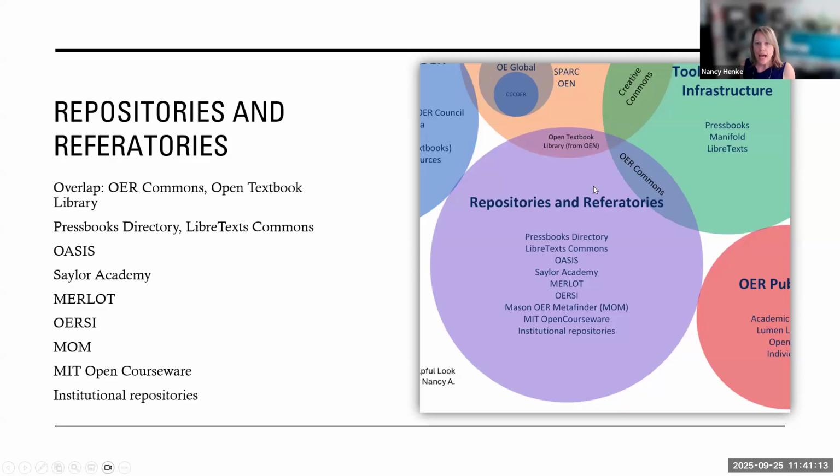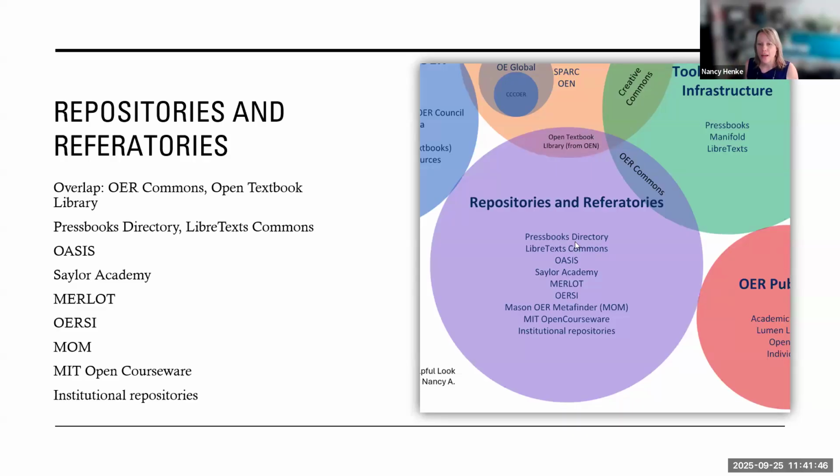repositories. Okay. You'll also notice that the Open Textbook Library, which is from the Open Education Network, is on this cusp between organizations and repositories, right? Because they host this library of open textbooks. And then you get something like Pressbooks Directory and LibreText Commons. And again, those were creation platforms, which you can use to create them. But once something is created, it can go into the Pressbooks Directory. And then there are so many Pressbooks that have been created, essentially becomes its own little library, right? Its own repository, same way with LibreText.